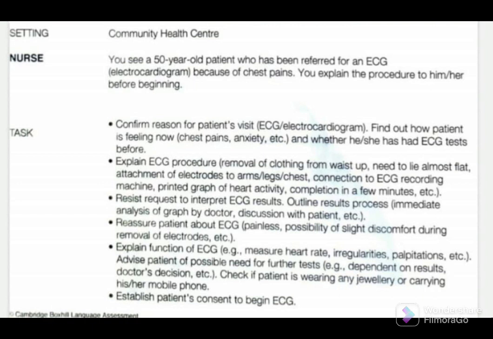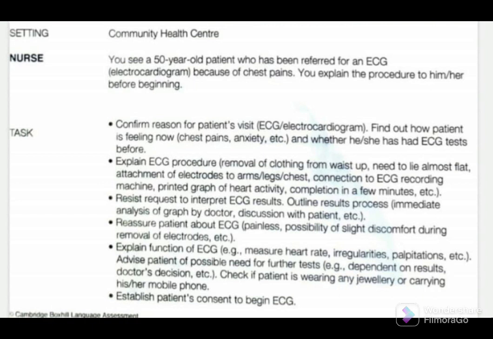So whenever you get the term confirm in a role play task, it means you are just confirming with the patient about the procedure or about the incident or about the thing. Especially, it will be there in the starting area of your role play card. So I hope it is clear for you. In this type of question, we can see this in many of the cards.